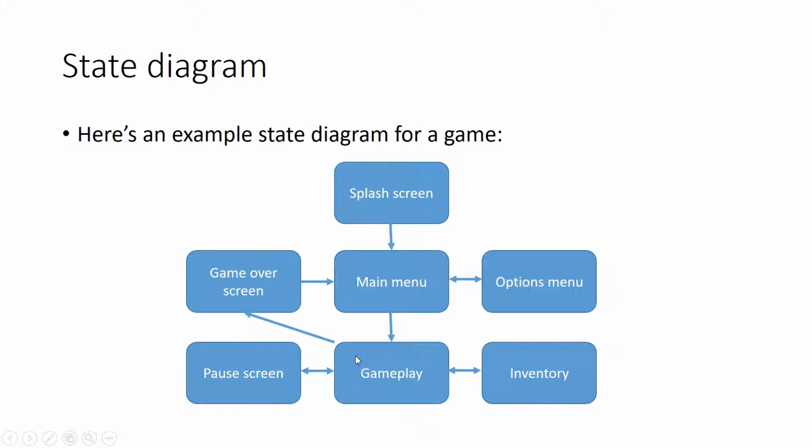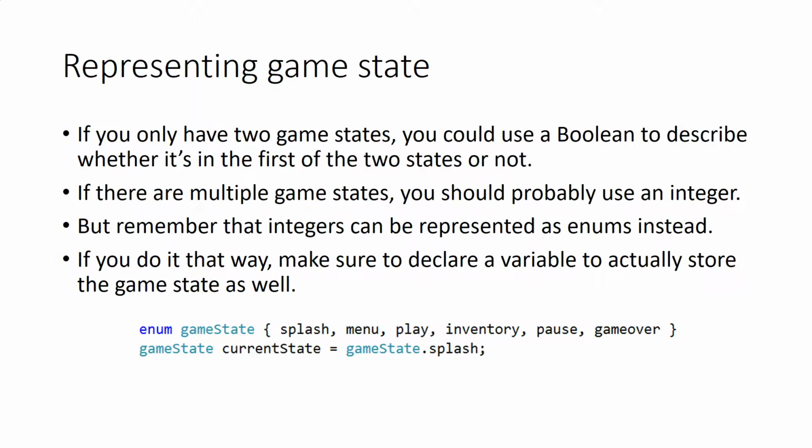These are all different states that the game can be in, and it will do different things, draw different things during those states. And you can represent game states a bunch of ways. If you only have 2 of them, you could use a boolean. I think that's how we started off. Boolean true or false for whether you're at the main game state or not.